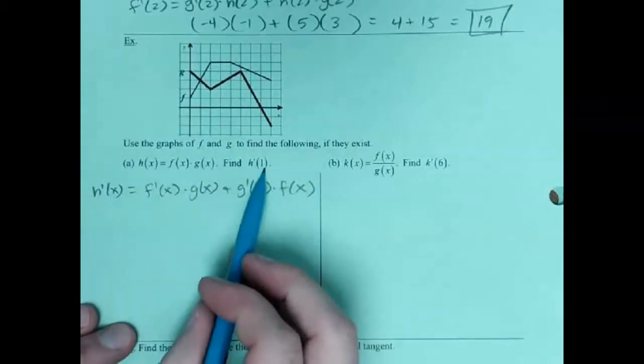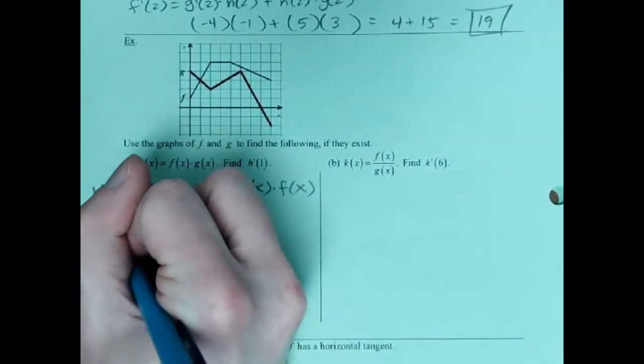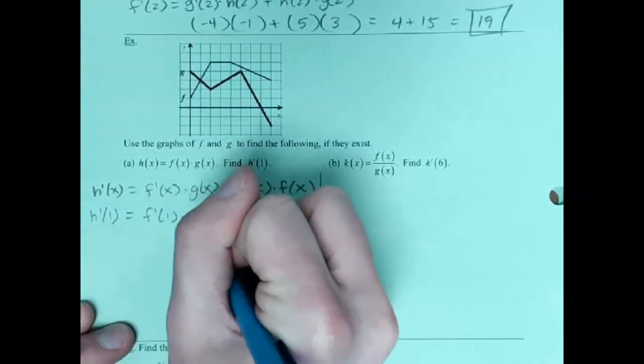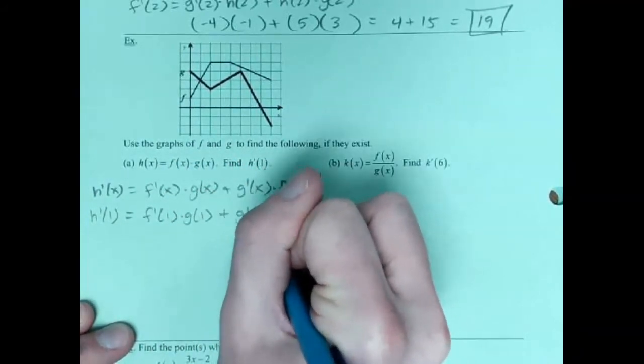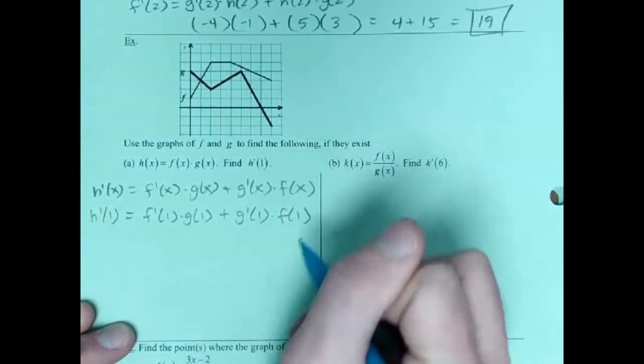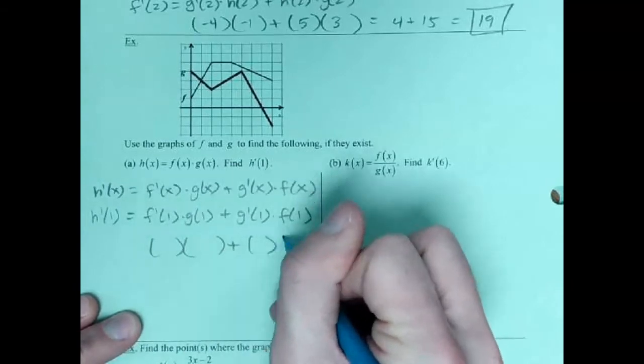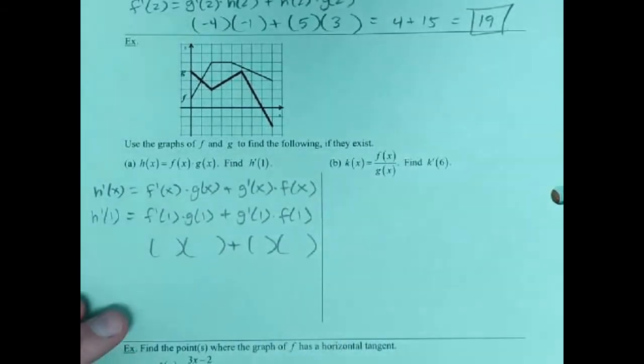Next thing you need is h prime of 1. So change all the x's to 1s. F prime 1 times g of 1 plus g prime 1 f of 1. Now I just need to go get those 4 values somehow from the graph, and then I'm going to be able to get this answer.